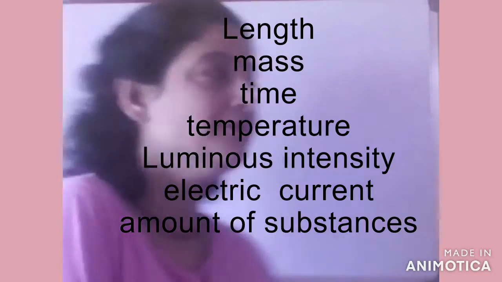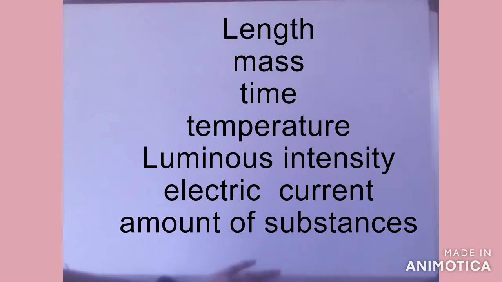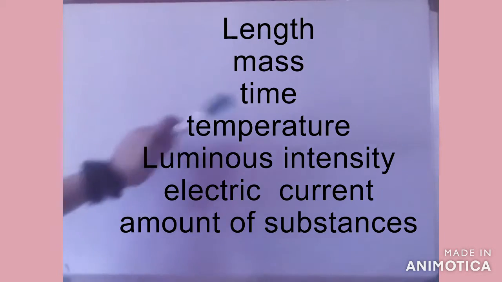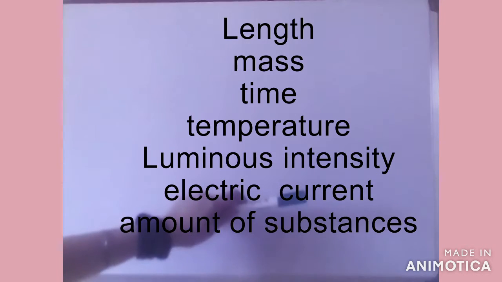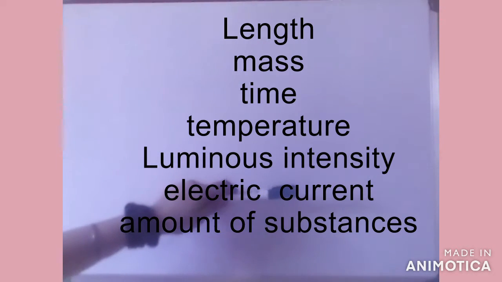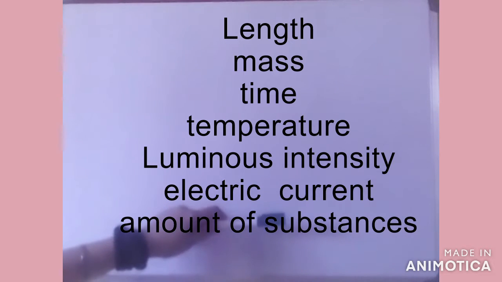So, in this metric system, we express numerical values in terms of units based on 7 physical characteristics or features of nature. These 7 basic characteristics or features of nature are length, mass, time, temperature, luminous intensity, electric current, and amount of substance.